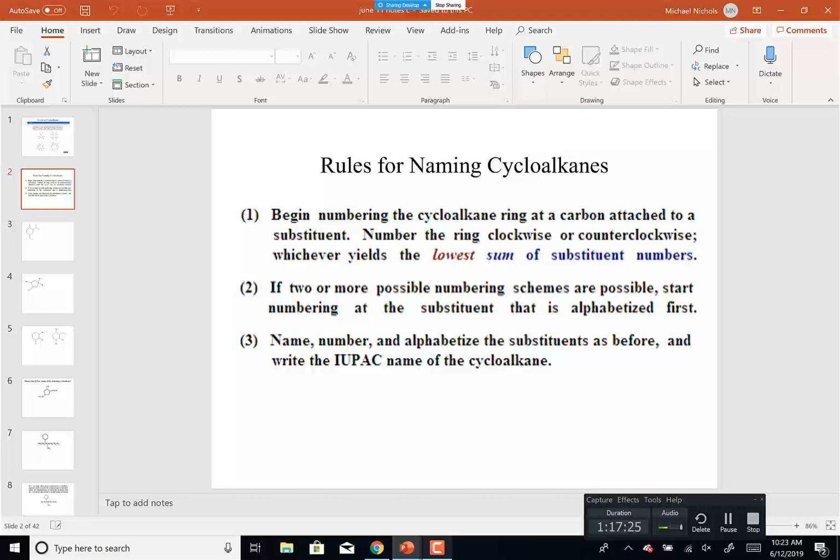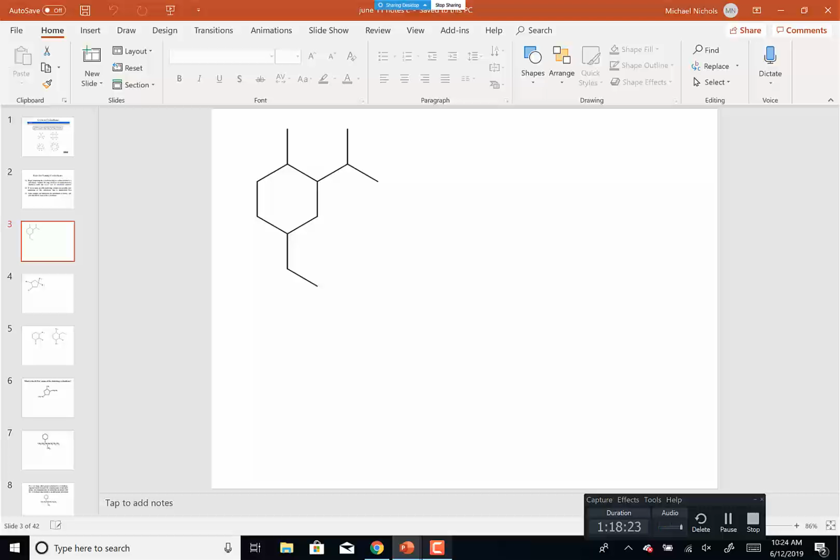So the IUPAC people, when they have their meetings on top of the big mountain, when they come up with the rules and carve them in stone and send them down, they decided, how can we do this so everybody gets the same name? And what they said was, let's start at a group and go clockwise or counterclockwise so I get the lowest sum of the substituent numbers. That's going to be how we know where to start and whether to go clockwise or counterclockwise. And then if we have two of those schemes, let's start with the substituent that's alphabetized first. Or if I can go clockwise or counterclockwise, the first substituent I encounter, is that one going to be alphabetized first or not? So alphabetization is going to break ties. So, example. Here is a cyclohexane.